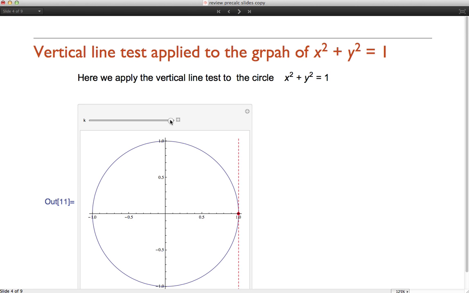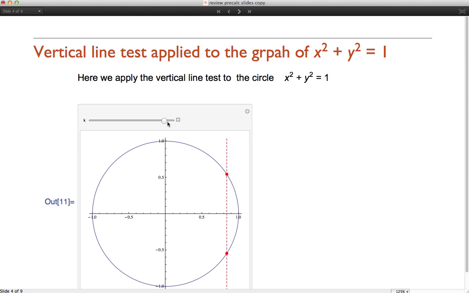Now of course when we apply the vertical line test to the graph of x squared plus y squared equals 1, as you saw in the notes, this violates the vertical line test. Outside of the interval x between -1 and 1, the line doesn't cut the graph at all, but that's not the problem. That doesn't violate the vertical line test.